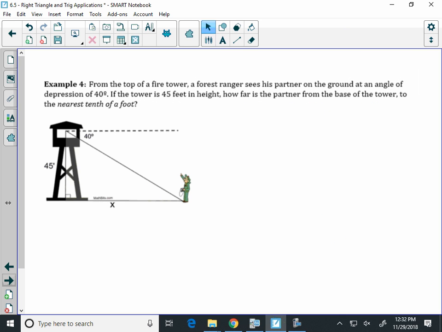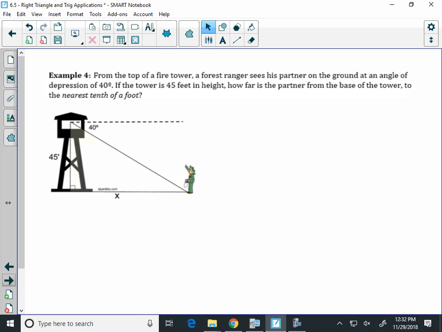If we take a look at example 4, it says from the top of the fire tower, a forest ranger sees his partner on the ground at an angle of depression of 40 degrees. If the tower is 45 feet in height, how far is the partner from the base of the tower to the nearest tenth of a foot?